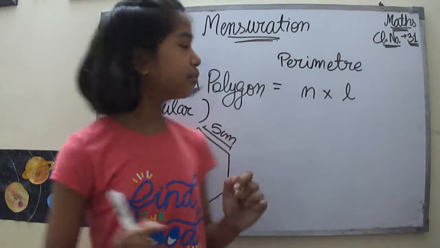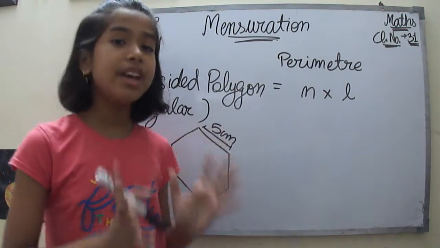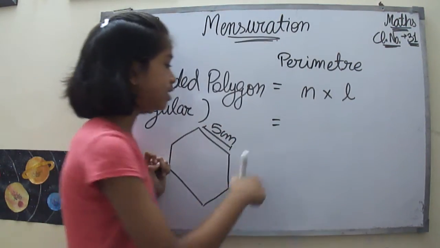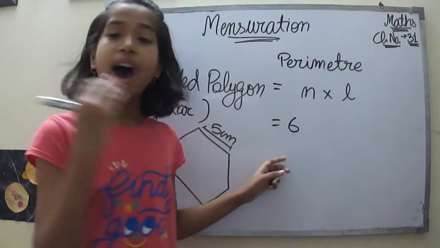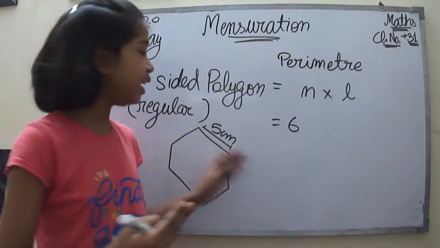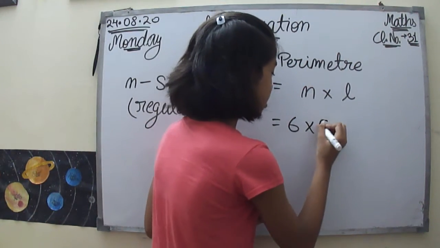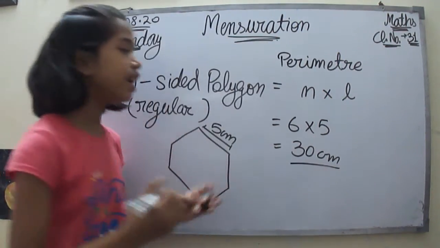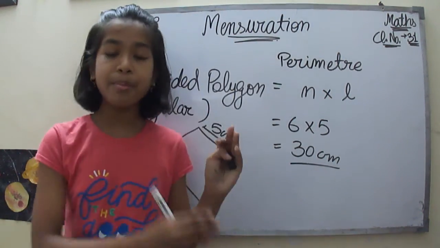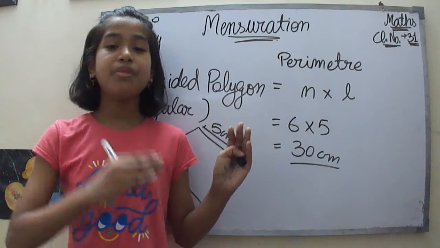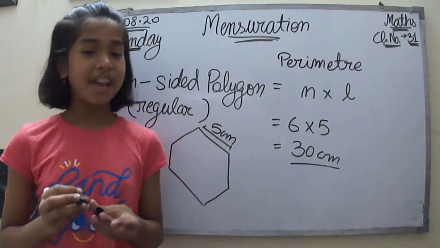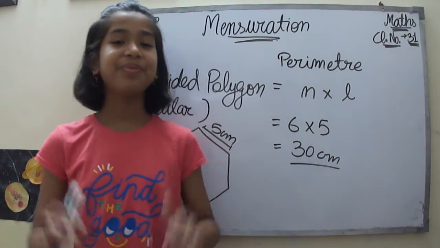So what we are doing here is just multiplying the number of sides with the length of each side. How many sides does it have? 6 sides. What is the length of each side? 5 centimeter. So we are just multiplying the number of sides with the length of each side. I hope that it is clear.